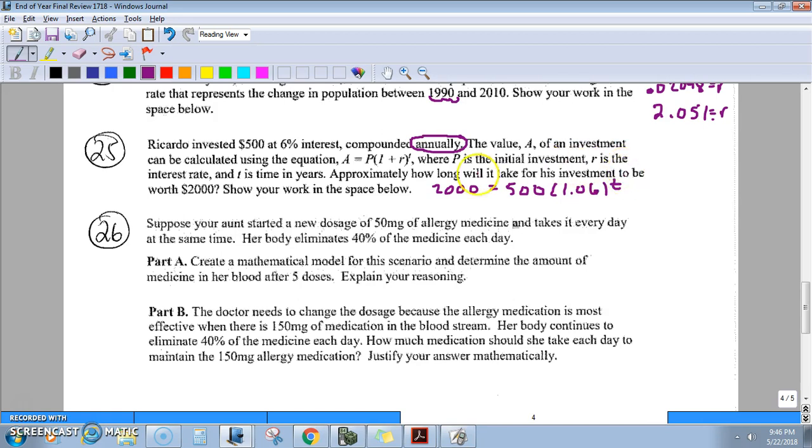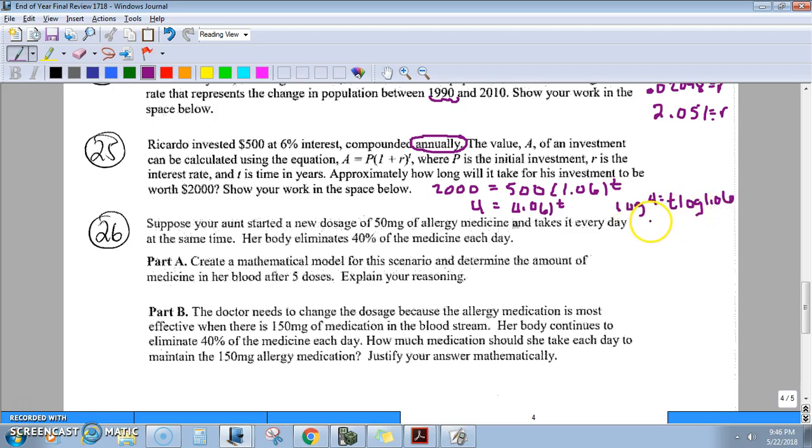Okay, so divide both sides by 500 to get rid of that 500, and that's going to be 4, I think. So 4 is equal to 1.06 to the power of T. It's really messy, guys, sorry. So now I have to do the log. I need to do the log of 4 and the log of 1.06 to the power of T. And what that looks like when I'm done is just the log of 4 equals T comes down, T times the log of 1.06.